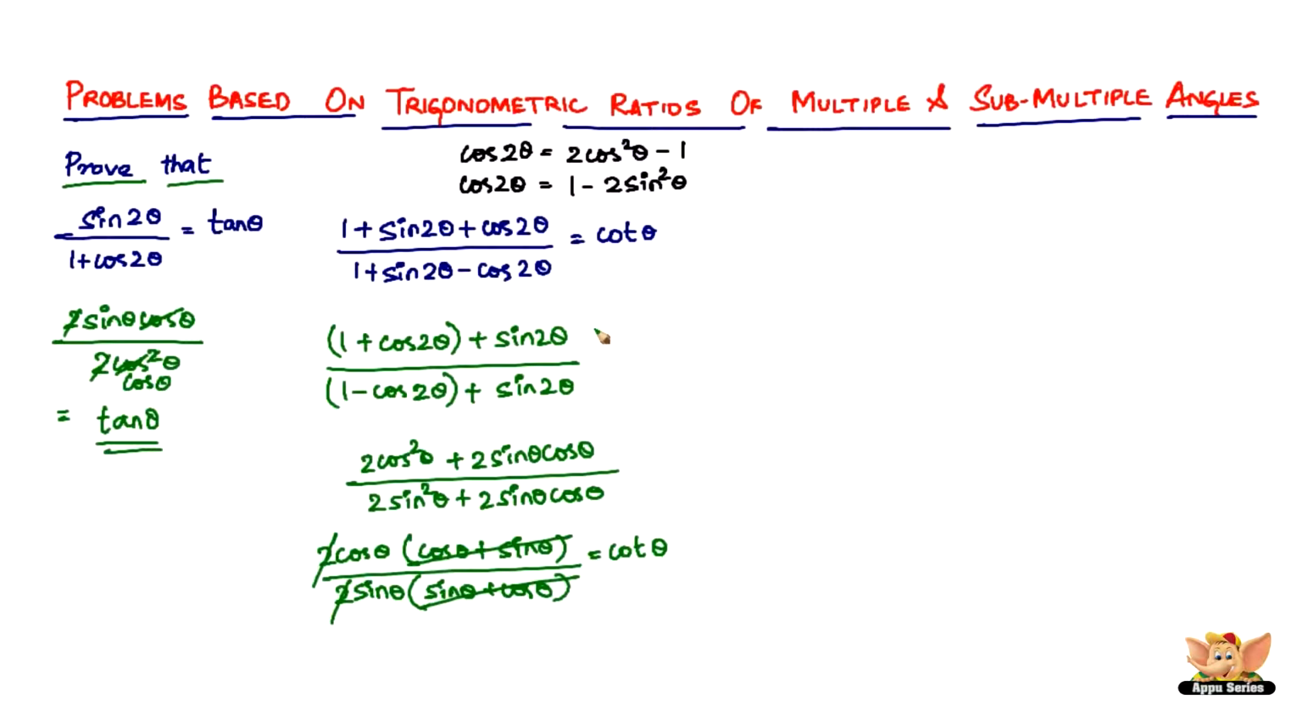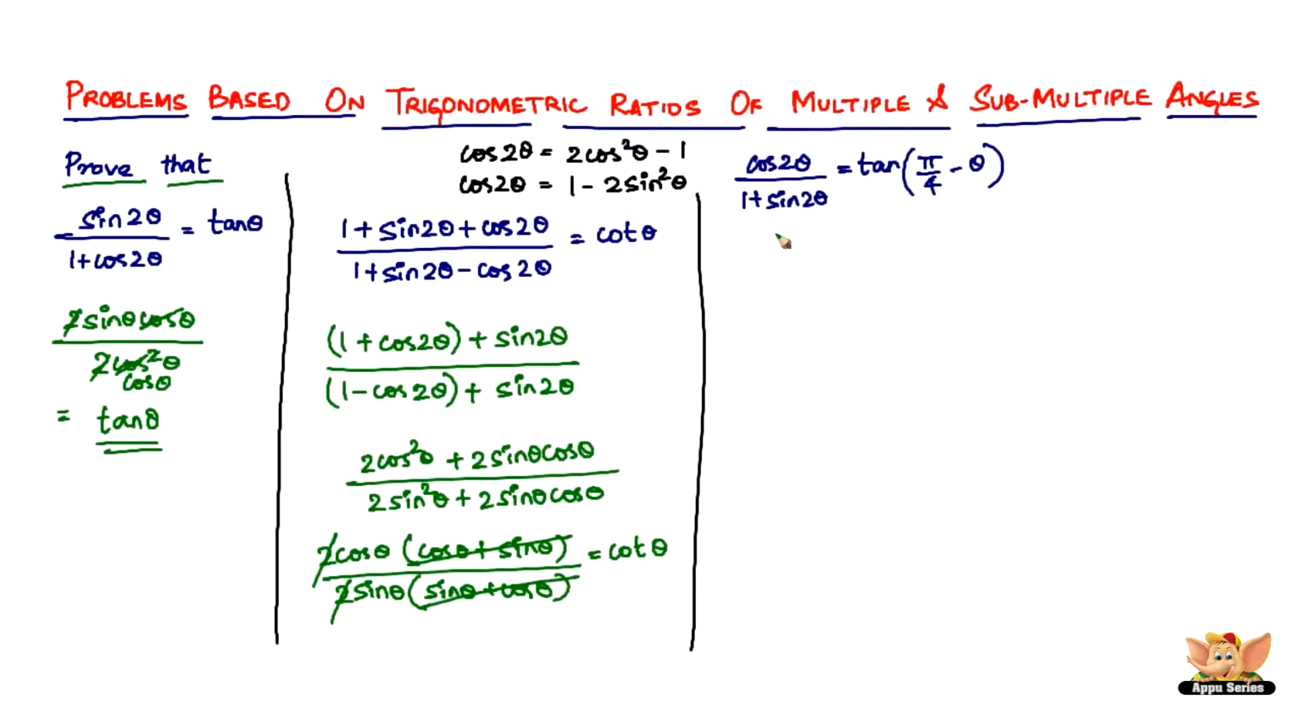So what I'm going to again tell you is that do get yourself really familiar with all the formulas so that you can use them without wasting a lot of time. So before we conclude this video, let me quickly solve another problem. Alright, so here we've got another problem which reads like this. Prove that cosine of 2 theta divided by 1 plus sine 2 theta equals tangent of pi by 4 minus theta. So that's what we're going to prove now.